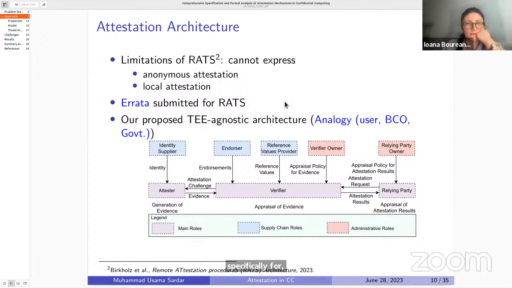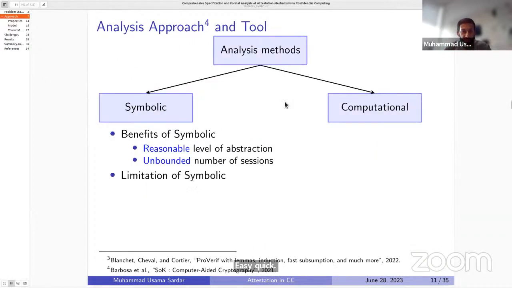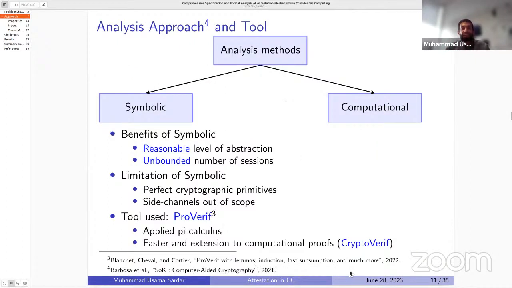So we have a new postdoc in our group who is familiar with EasyCrypt. She worked with it in her PhD, but currently we do not have any expertise in CryptoVerif. The initial idea was to start at a basic level, because currently the details are not at that level where we believe that computational proofs might be possible.